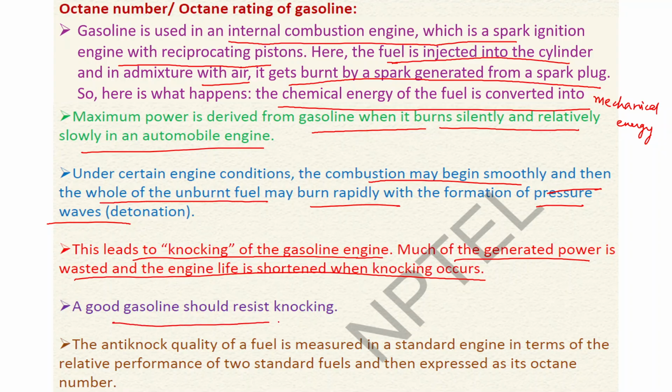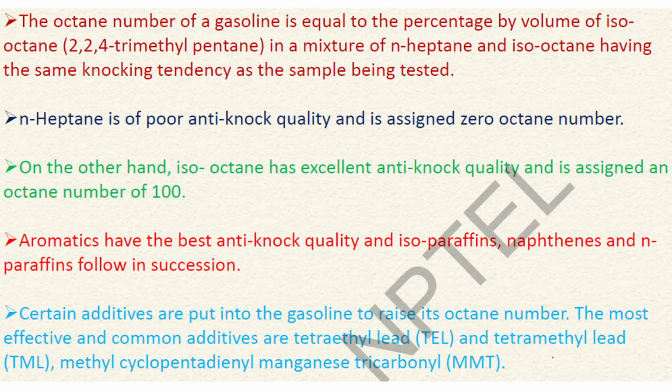A good gasoline should resist knocking. It means the anti-knocking property of the gasoline should be good. The anti-knock quality of a fuel is measured in a standard engine, in terms of the relative performance of two standard fuels, and is expressed as its octane number. So how the octane number of a sample fuel is measured, we will be talking about.